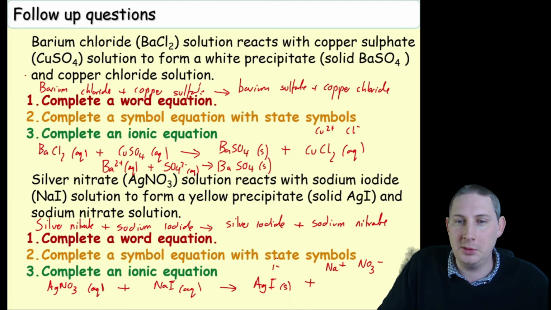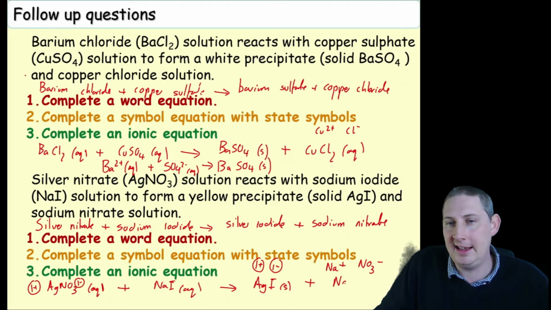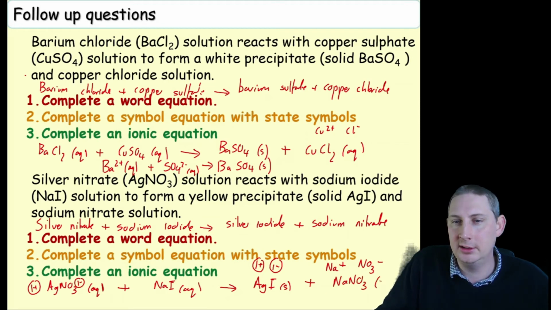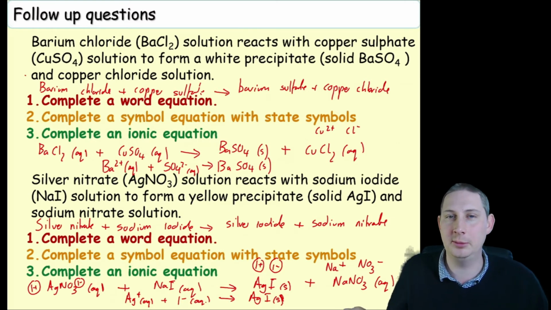If you forgot silver is 1 plus, then you've got the clue here. Iodine is clearly 1 minus because it's group 7, so silver must be 1 plus. If silver is 1 plus here, then the nitrate must be 1 minus. Okay? So NaNO3 aqueous. And writing the ionic equation, we just need to say what's going to make silver iodide. Clearly it's Ag plus and I minus. And I'm hoping by now ionic equations don't seem so scary.